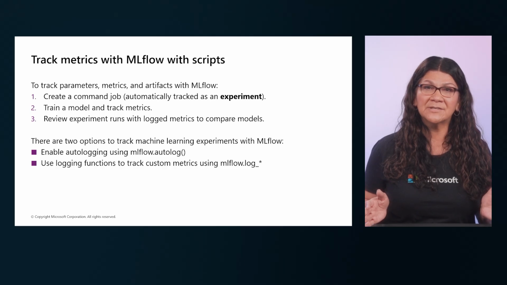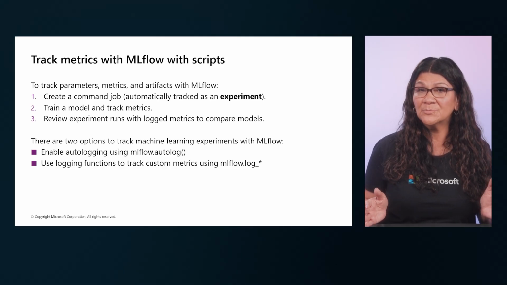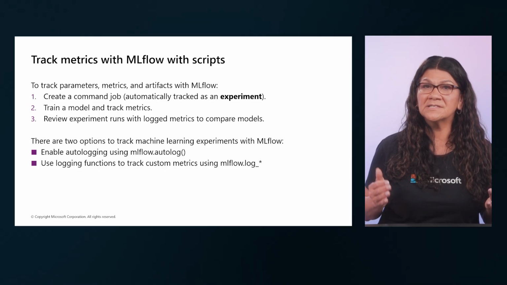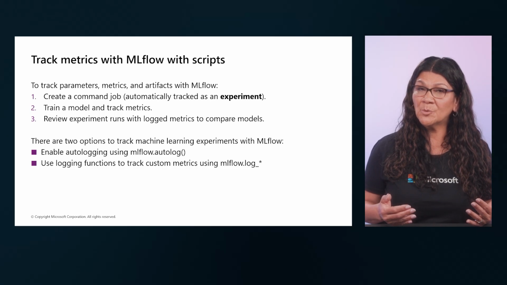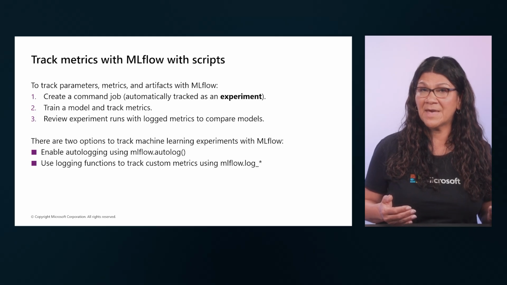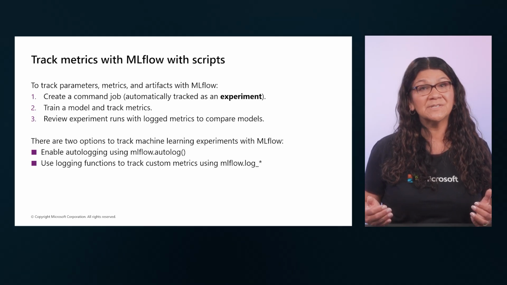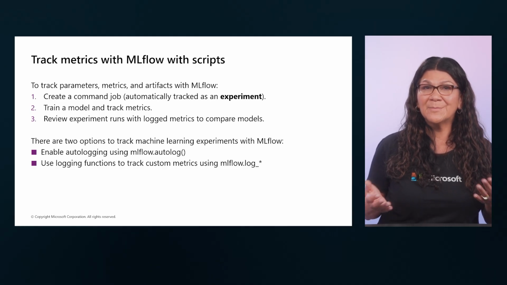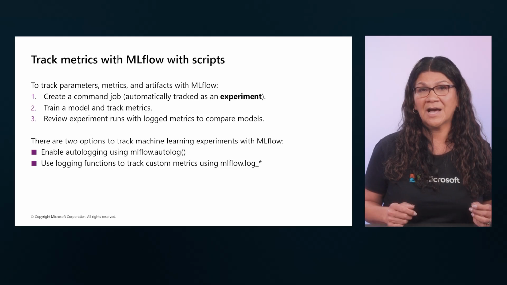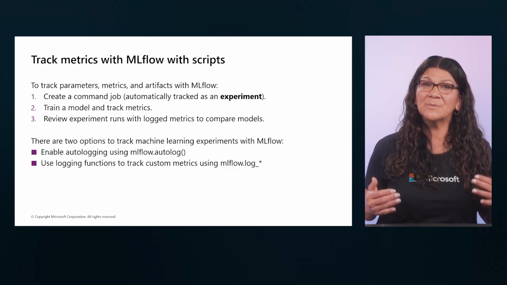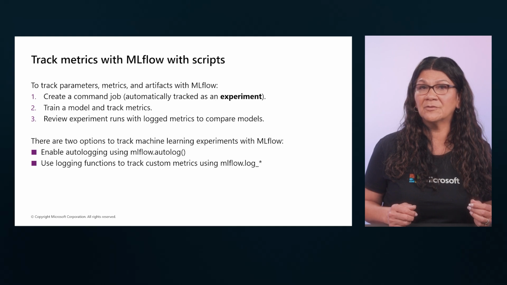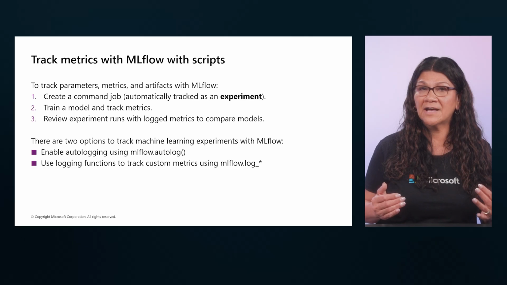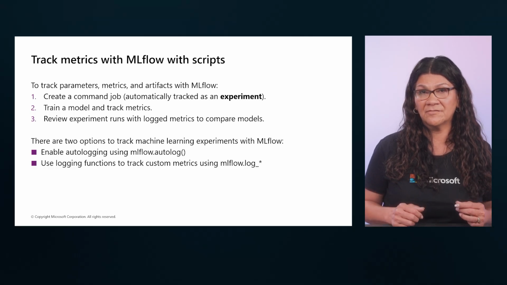Tracking parameters, metrics, and artifacts works similarly in notebooks and scripts. One of the differences between notebooks and scripts is that when working with notebooks, you need to create an experiment manually. When running a script as a job, an experiment is automatically created. MLflow provides two flexible options for logging. You can enable automatic tracking with MLflow autolog, or you can explicitly log values and files using the mlflow.log functions.